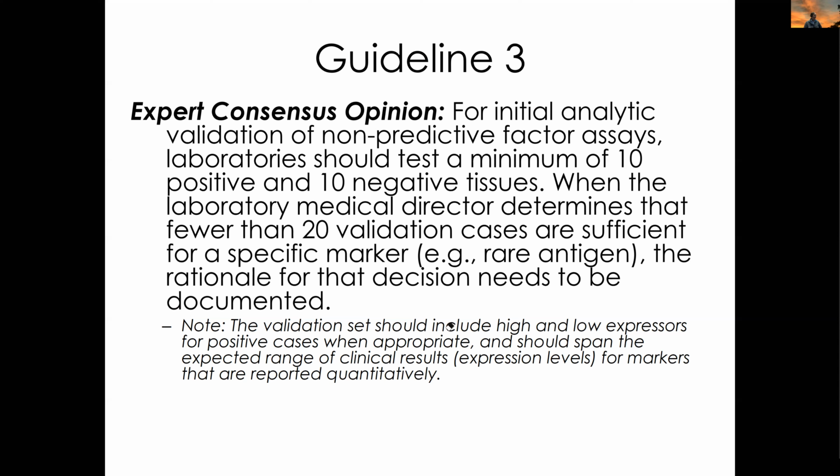And in general, your assay set should include high and low expressors of positive cases if that's possible. And usually you would want to make sure that you're spanning the range of clinical results. So if you're going to use this on colon and endometrial cancers, then you should include both tumor types in your assay group. And if you're going to report quantitatively, say a Ki-67 or something like that, then you need to include a variety of expression levels. So how much evidence do we have for this standard?